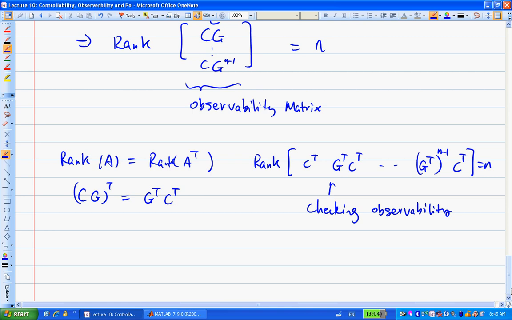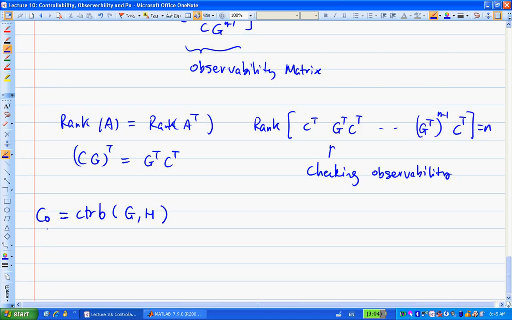Any questions? So you can grab any matrix, then you do a check. In MATLAB, there is a command called ctrb. When you plug in the G and H matrices and let it return a result, what ctrb does is give you the controllability matrix: H, GH, and up to G to the n minus 1 times H, like that.